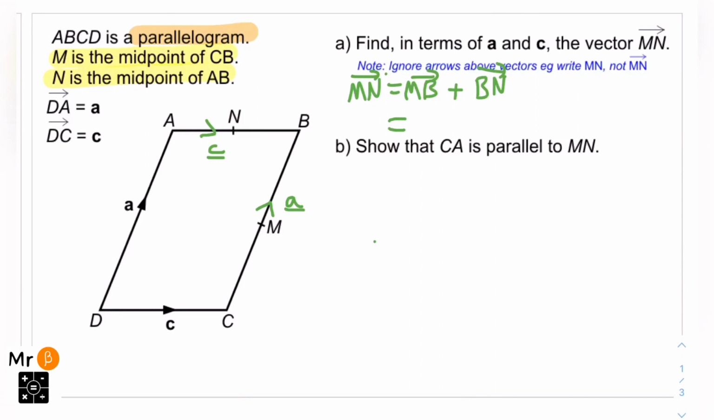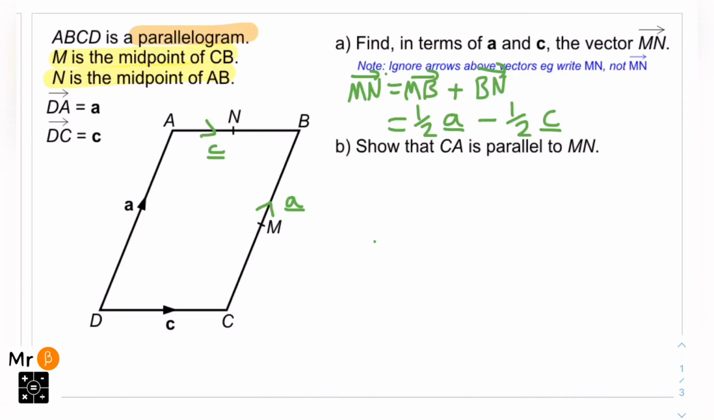So because they are midpoints, I know that it's directly in the middle of my line CB, so therefore MB must be exactly 1/2 of that vector A. Likewise, with BN, it must be half of the vector C. Remember, we're going against the arrow, so therefore it'd be a negative half C.